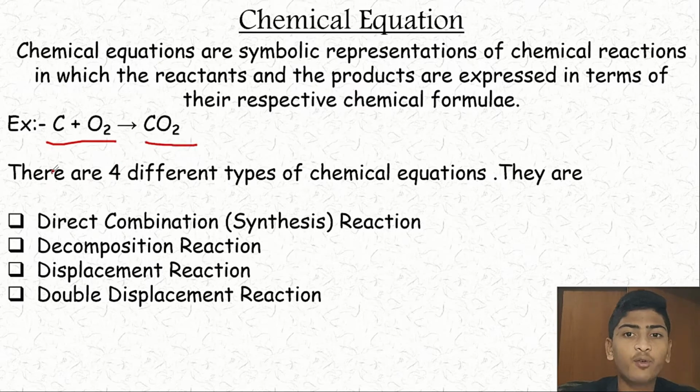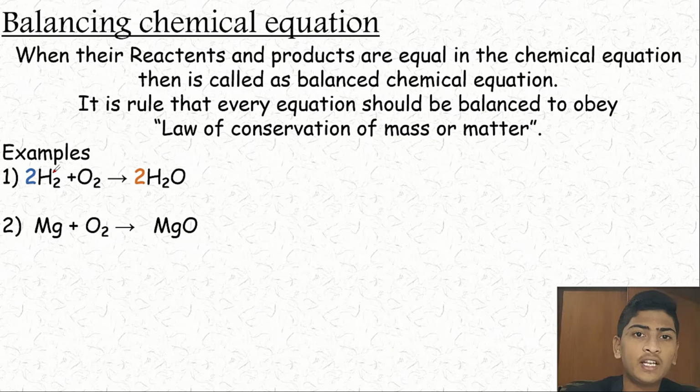And there are four types of chemical equations. They are direct combination, also called a synthesis reaction, decomposition reaction, displacement reaction, and double displacement reaction. Now let's learn about balancing equation. When the reactants and products are equal in a chemical equation, it is called a balanced chemical equation. Here, reactants and products should be equal. Then the chemical equation is balanced.